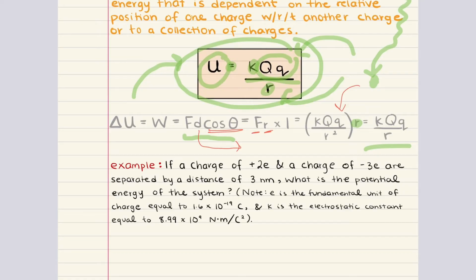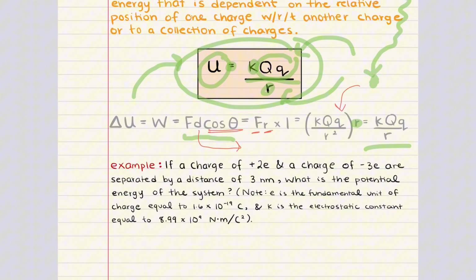On the other hand, if the two charges are unlike charges, one positive and one negative, then the electric potential energy is going to be negative. This indicates that the charges attract each other and energy is released as they move closer together, and that corresponds to a decrease in potential energy.